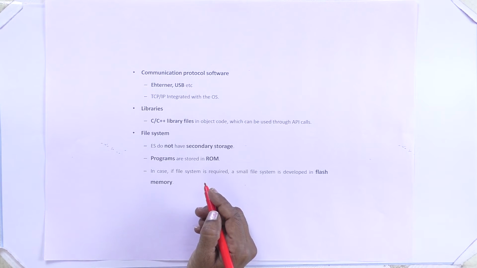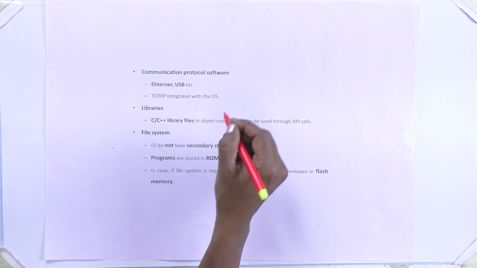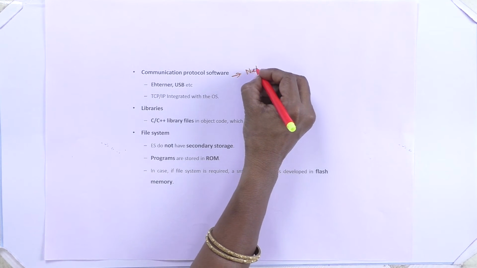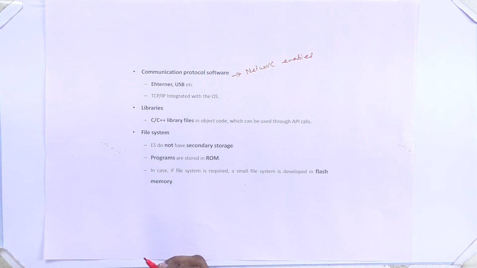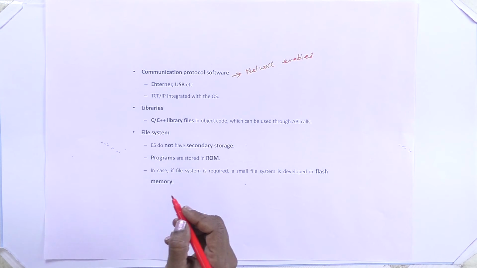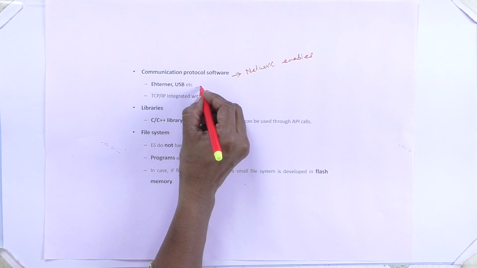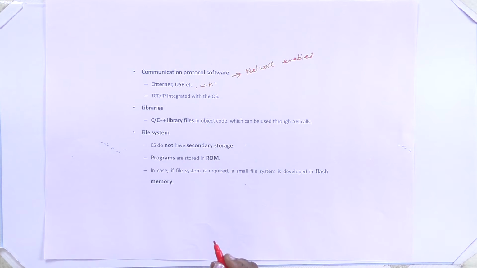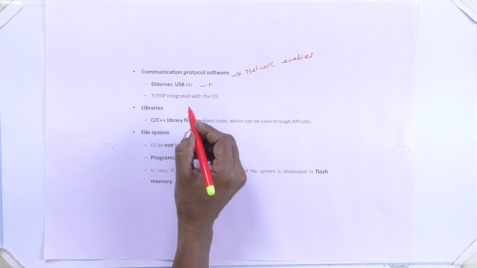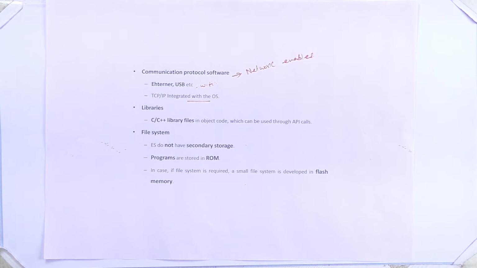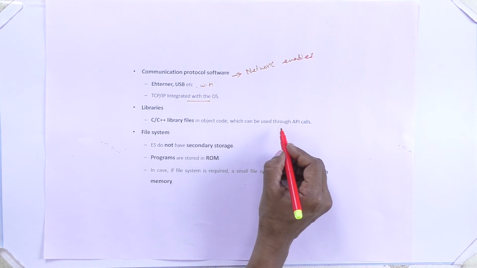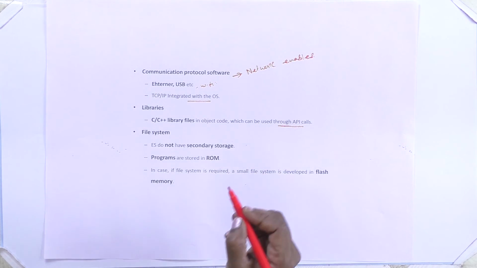Next is the communication protocol software. If the system has to be network enabled, then it has to support any of the TCP/IP protocols or Ethernet, USB, Wi-Fi, etc. And this communication protocol software should be tightly integrated with the OS. And there are the C, C++ libraries in object code, which can be used through API calls.